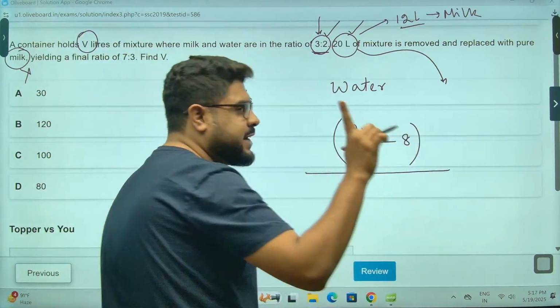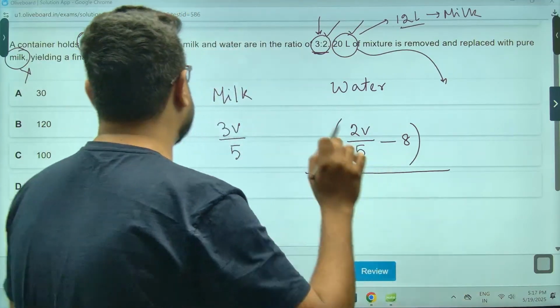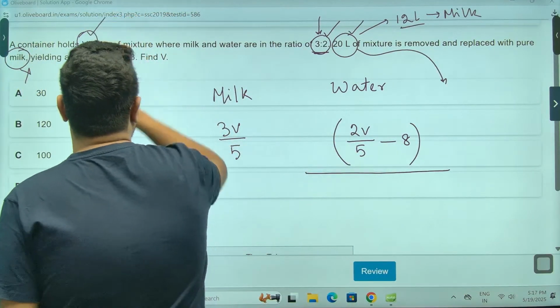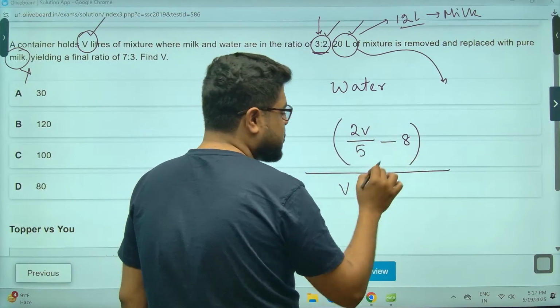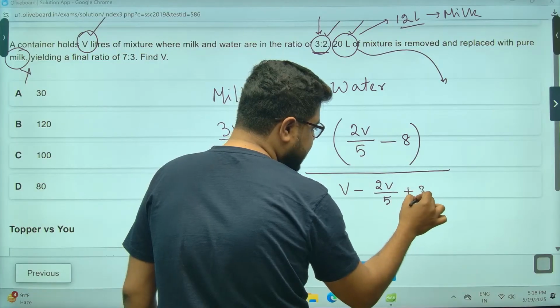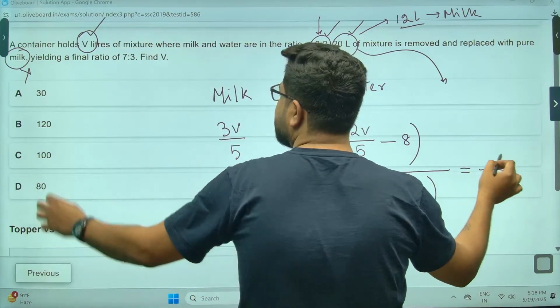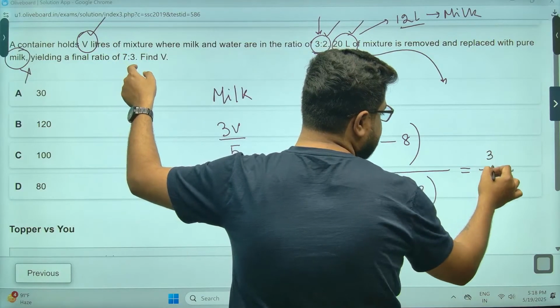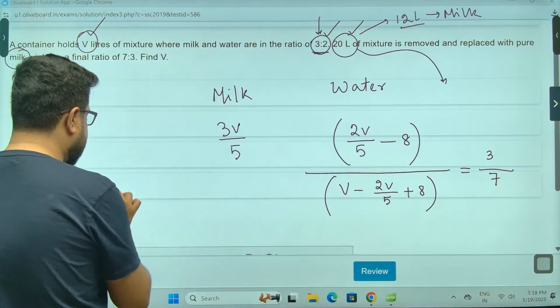Sir, what will be milk? In replacement only one thing is always constant. Total volume will be V. So total volume was V. This much is water, so the remaining part will be milk, na sir? Minus, plus 8. This is given as water to milk ratio 7/3, so this will be 3/7. Calculate normally, sir. So I'm just writing it here.